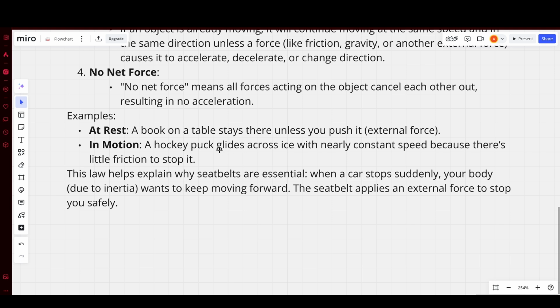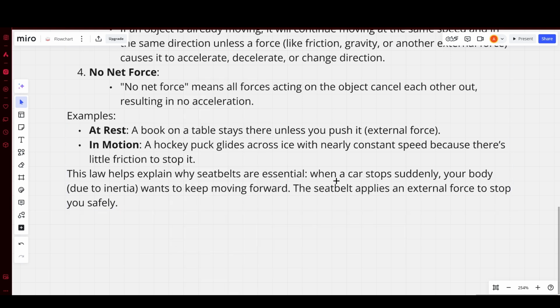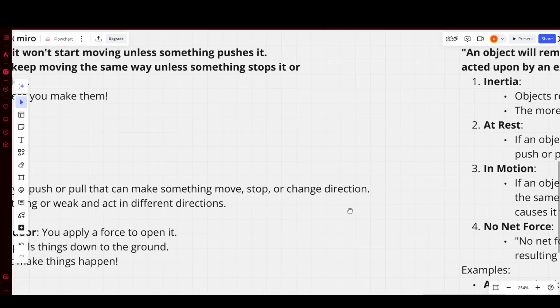This law explains why seatbelts are essential when a car stops suddenly, because your body, due to your inertia, wants to keep moving forward. The seatbelt applies an external force on you to stop you from ejecting out of the seat. So let's talk about free body diagrams now.